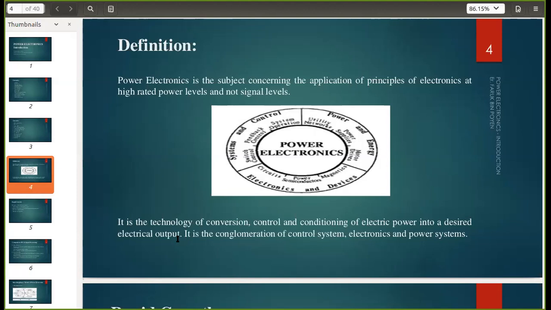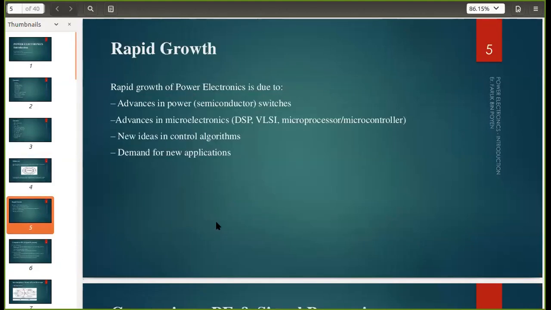So this is what the definition of power electronics is all about, and what technology will help us convert your basic system into a power system. Then what is rapid growth? What do you mean by this rapid growth? Is there any growth in power electronics? Yes, the rapid growth of power electronics is happening due to advances in semiconductor switches.